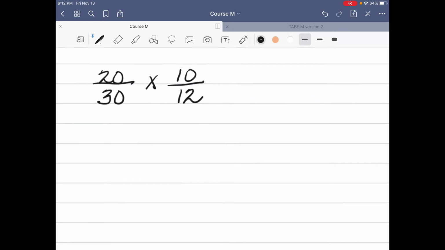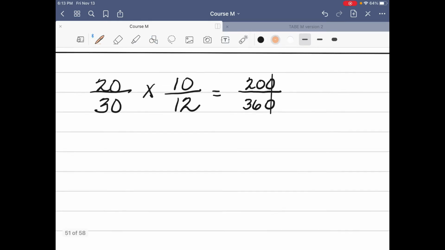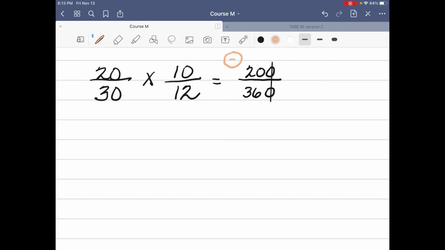So let's do it without canceling. So I have 2 times 1, that's 2 with 2 zeros. Then 3 times 12 is 36 with 1 zero. And I'm going to get rid of a set of zeros. And then I still have to simplify 20 over 36. And I know that it will go by 4s. 4 into 20 is 5 times, and 4 into 36 is 9 times.